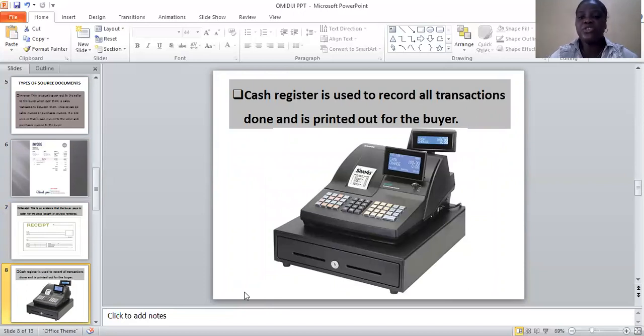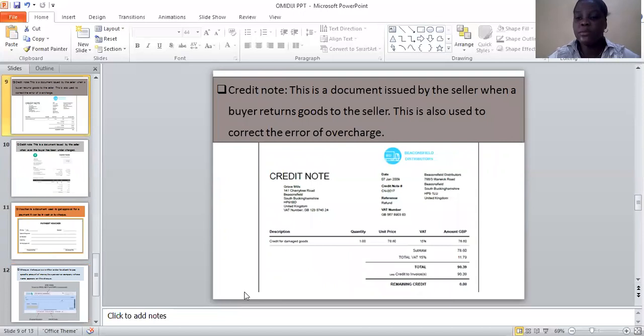Cash register is usually used at supermarkets, and this is used to record all the items purchased. It will be recorded and printed out for the buyer to make payments and have their goods. The next one is credit notes. Credit notes are documents issued by the seller to the buyer, most especially when the buyer returned the goods. I need to give you more clarification on that.